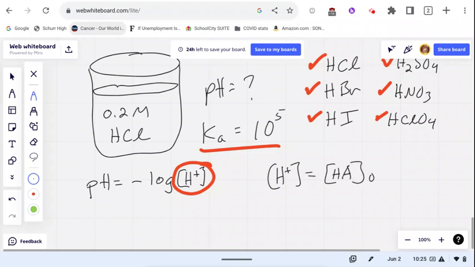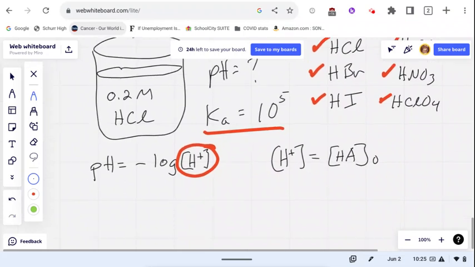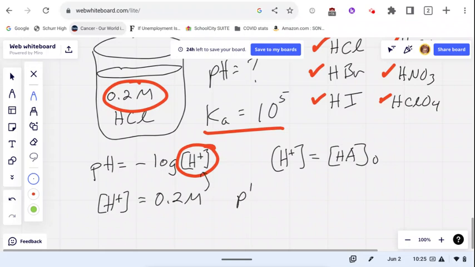whatever it is. So in this case, our hydrogen concentration here is going to be whatever the concentration of your acid is right there. That's not true for a weak acid, but it is for a strong acid. So the hydrogen concentration is 0.2 molar. That's it. Now plug it into your formula right there. pH equals the negative log of 0.2.